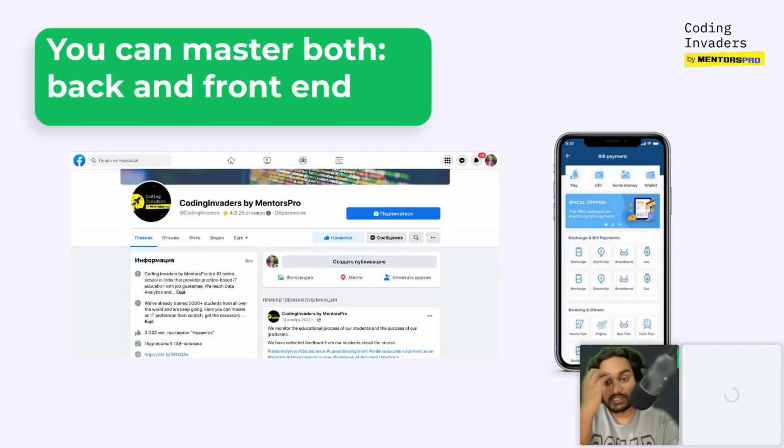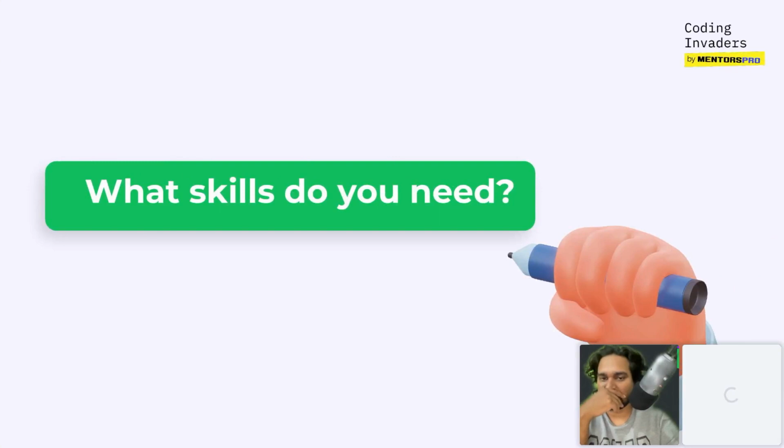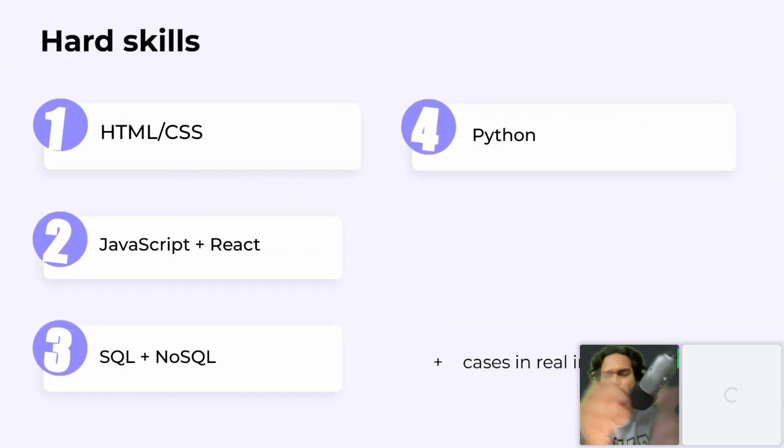Now the question comes to mind: what sort of skill set or tools do I need to learn to get a command on this beautiful thing like front end or back end? What exactly are the tools and things we need to learn? So see, the first and primary thing is programming.